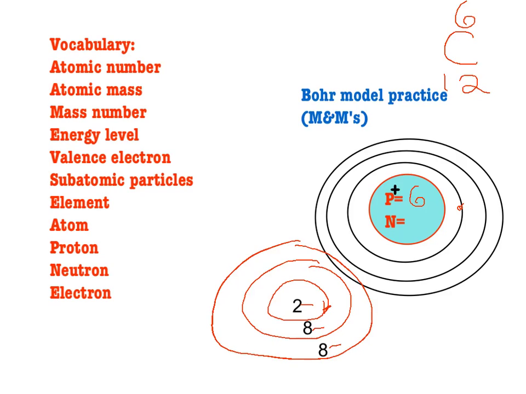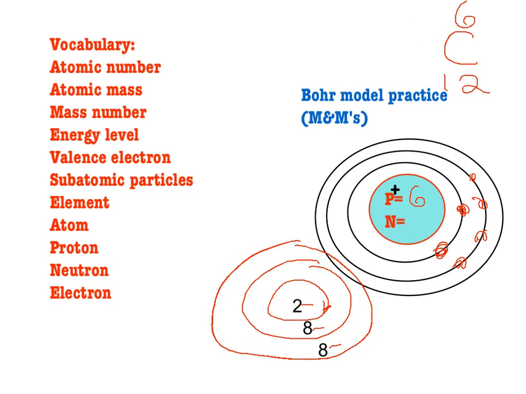So I can fill up my first energy level with 2 electrons, and I can't do any more. I have to go to my second energy level. So my second energy level will take my remainder 4 electrons. That leaves me with a total of 6. Matches my proton 6, and it matches my atomic number of 6.